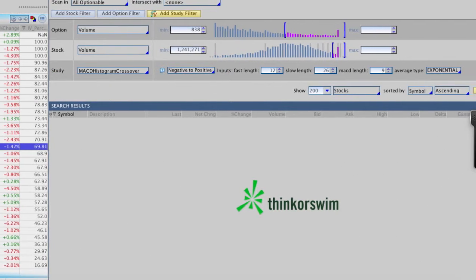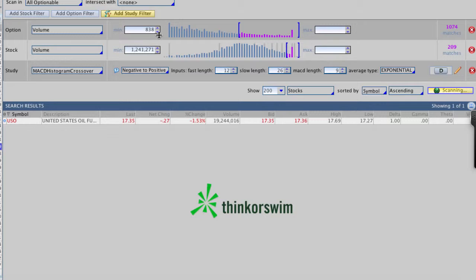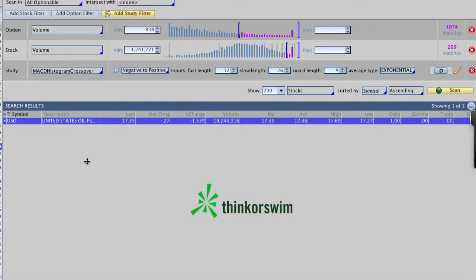So if we just, again, use this one here, we can go ahead and click scan. And that will pull up all of the stocks with options that are tradable that we can do that have a MACD crossover from a low point to a high point. And you can see the first one on the list here is USO. This is pretty interesting. Or the only one on the list, which is pretty cool because now it's narrowed it down even more.